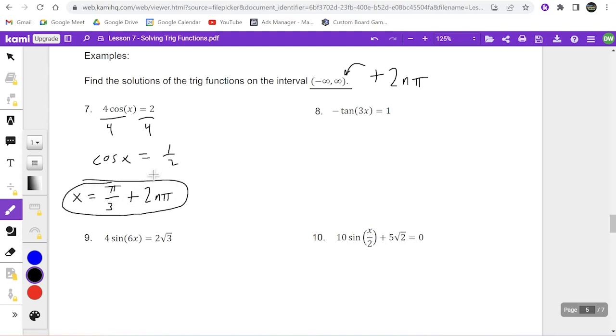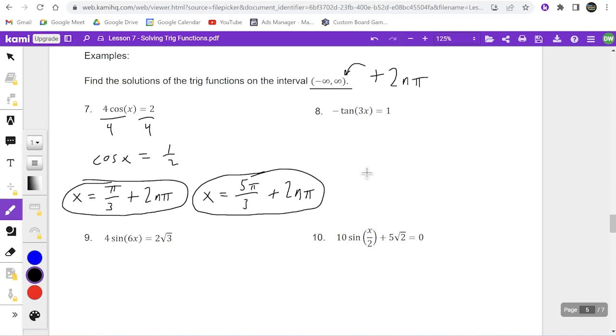But again, there's another quadrant where cosine's positive. It's quadrant 4. So in other words, quadrant 4 for pi over 3 is really going to be 5 pi over 3. Again, consult your unit circle if you have questions. And then plus 2n pi, because just add 2n pi to all of these answers. That's basically what I'm saying. And that's it for number 7. We're done. We don't have to do any more work than this. Any questions there?